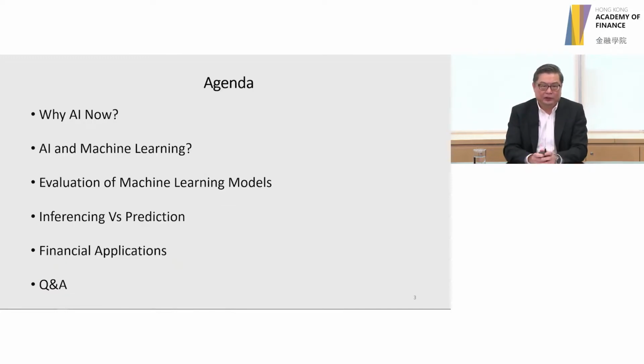Here's the agenda for today, covering a number of topics. Why AI now? What's the relationship between AI and machine learning? How do we apply machine learning models and how to evaluate them? I also want to cover a very important topic, the difference between inferencing and prediction. Oftentimes, there's confusion between the two concepts when people apply AI in their organizations. And finally, some samples of financial applications to illustrate how machine learning and AI work. And then later on, we open up for Q&A with Nelson's support.